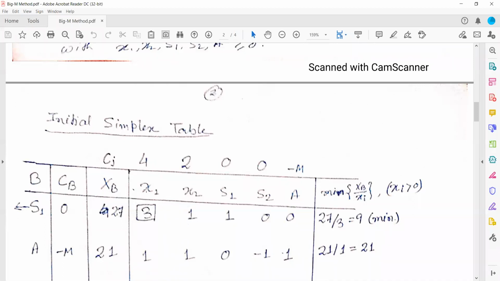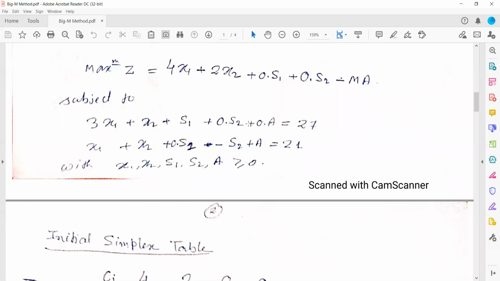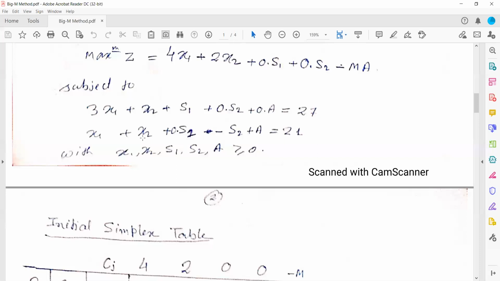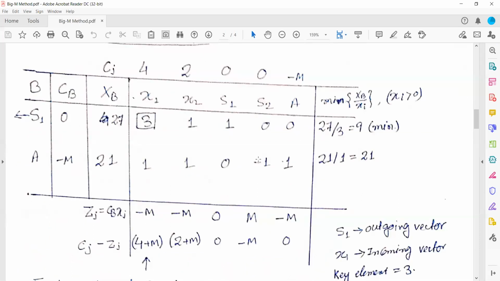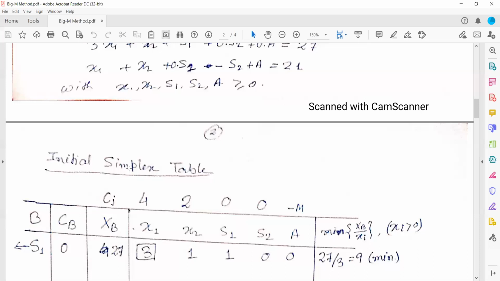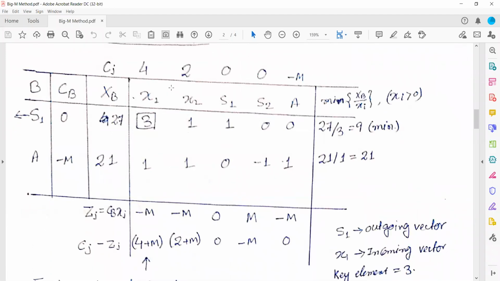Then under x1, x2, s1, s2 and a, you write the coefficients from the constraint equations. From the first constraint that is 3, 1, 1, 0, 0. From the second equation, 1, 1, 0, minus 1, 1. Then Cj is the coefficient of the variables from the objective function: 4, 2, 0, 0, minus M. So now this is your initial simplex table.